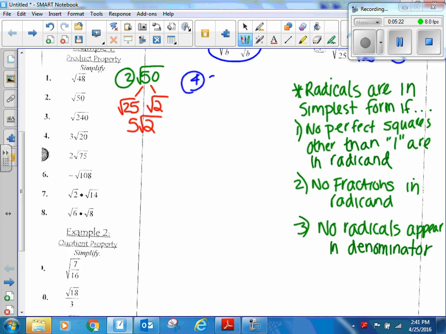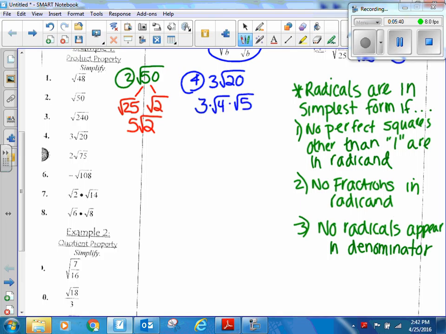We have 3 square roots of 20. So I'm going to leave this 3 out front because I can't do anything with that yet. And I'm going to think of a perfect square that is a factor of 20. Well, that would definitely be 4. So then we have times the square root of 4 times the square root of 5.